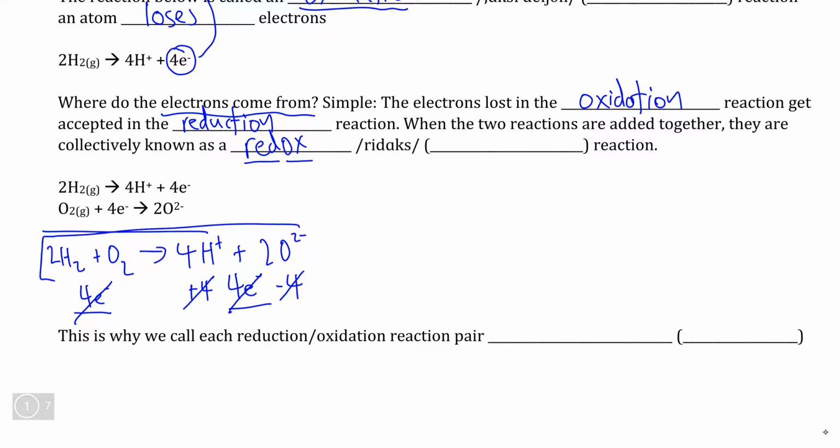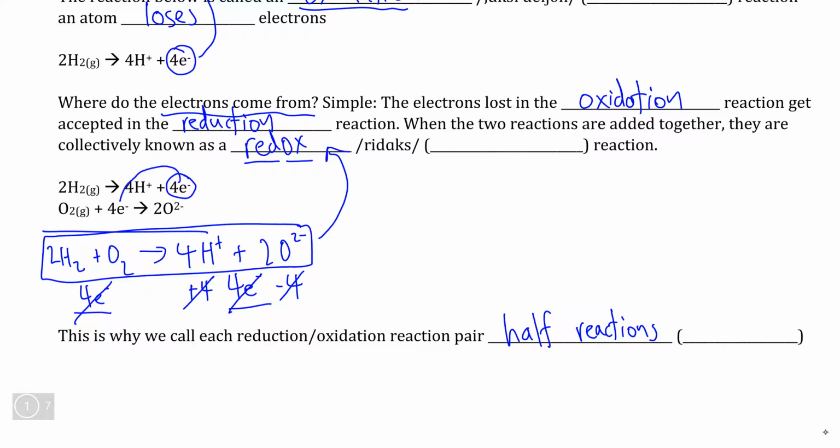Now, because we can come up with this overall redox reaction by taking one reduction reaction and adding it to one oxidation reaction, that's why we call each reduction-oxidation reaction pair half reactions, because again, each individual reaction cannot happen by themselves. The electrons in the oxidation reaction have nowhere to go unless we pair them with a reduction reaction, and conversely, we can't just make electrons out of nowhere. We need an oxidation reaction to supply the reduction reaction with electrons, which is why each half reaction is needed to work together in order to give us the combined redox reaction.